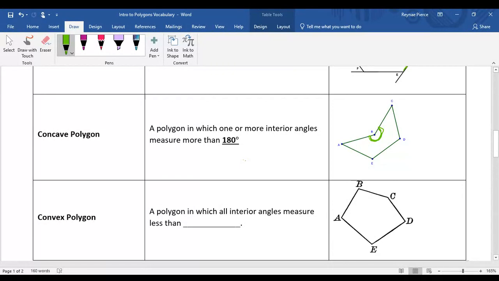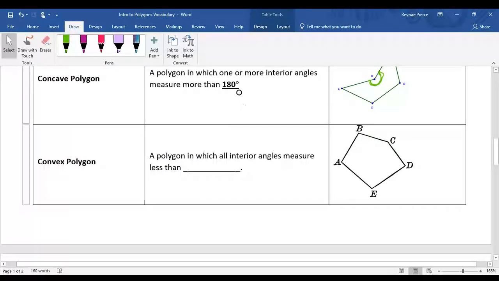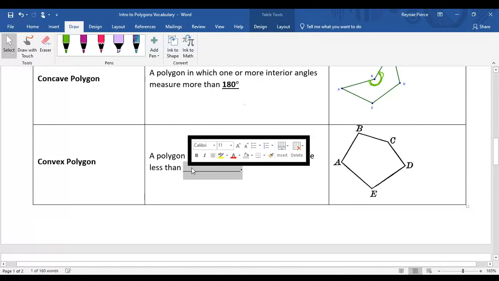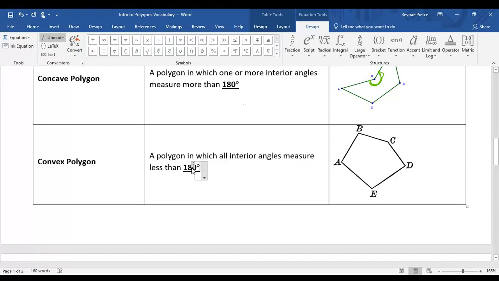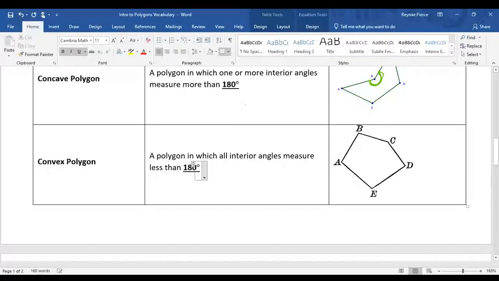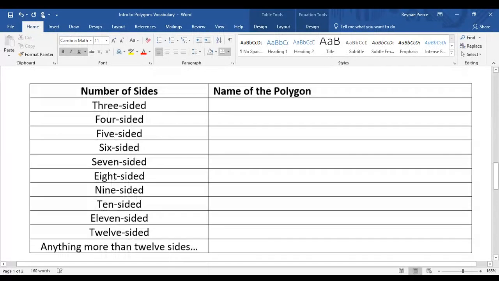But what you guys are probably most used to seeing are the convex polygons. Okay, convex polygons, all of the interior angles measure less than 180 degrees. Okay, and that's what we will be working the most with.